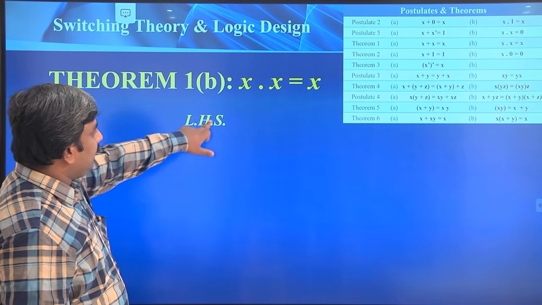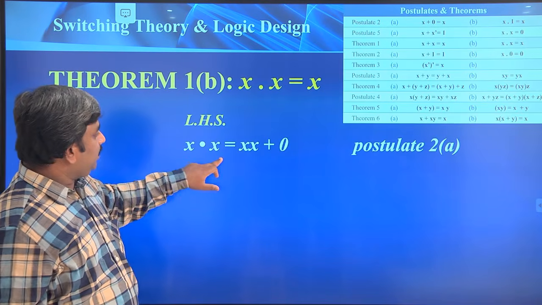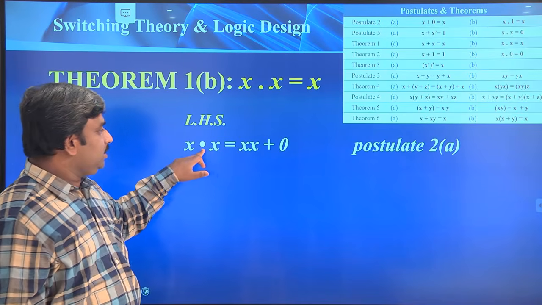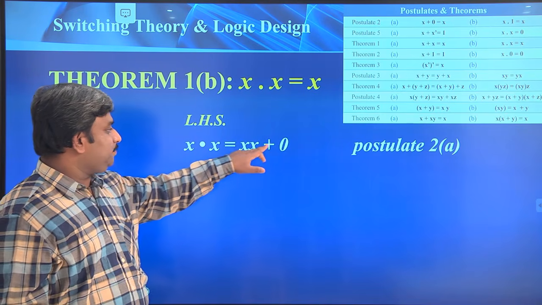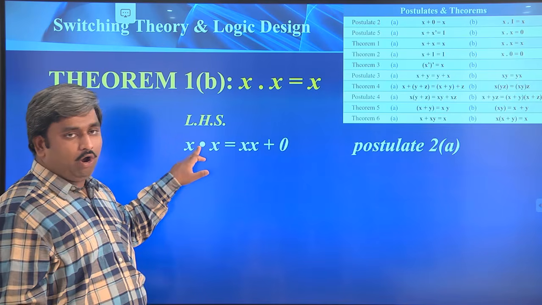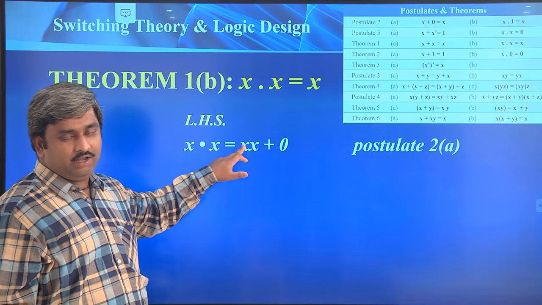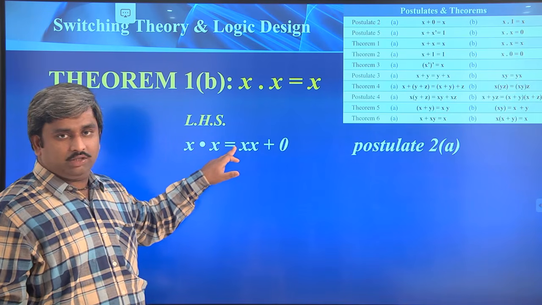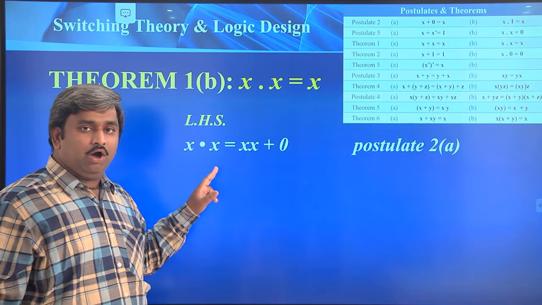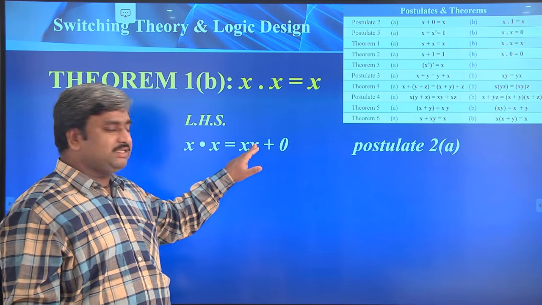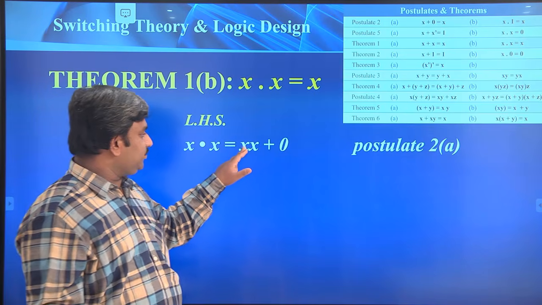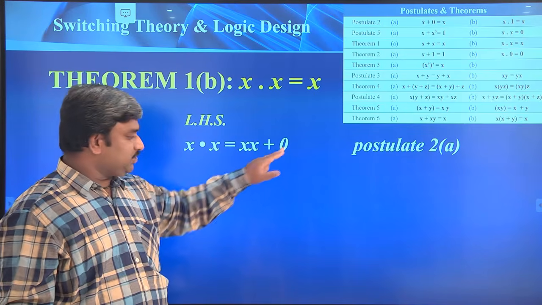First take the LHS, x into x. So here I have written x into x. By using postulate 2a, I am writing x into x plus 0. The dot is there, but I am not representing it, because it represents the AND operation, the product operation, so I write x into x like this. So x into x plus 0.